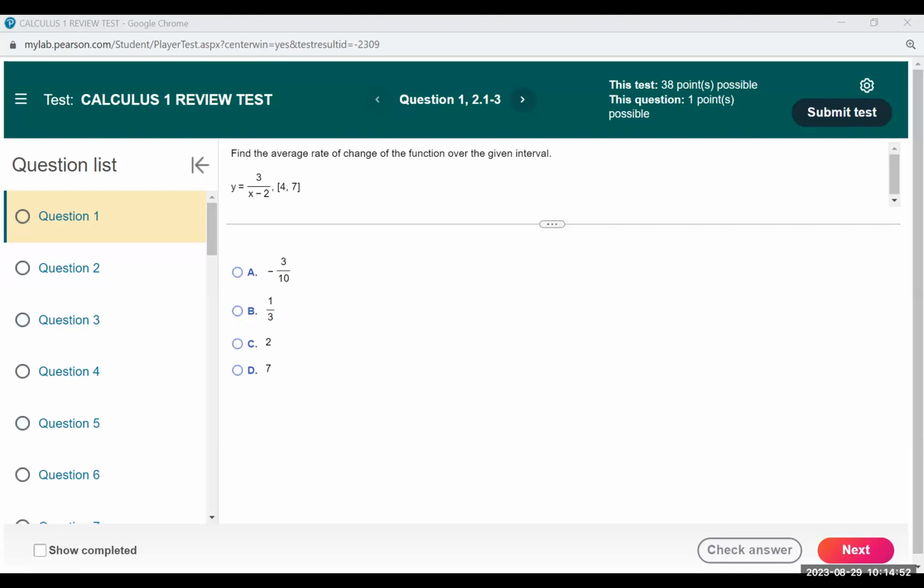The change of y over change of x. But y's can be written as this, and take it from there. M is the slope.